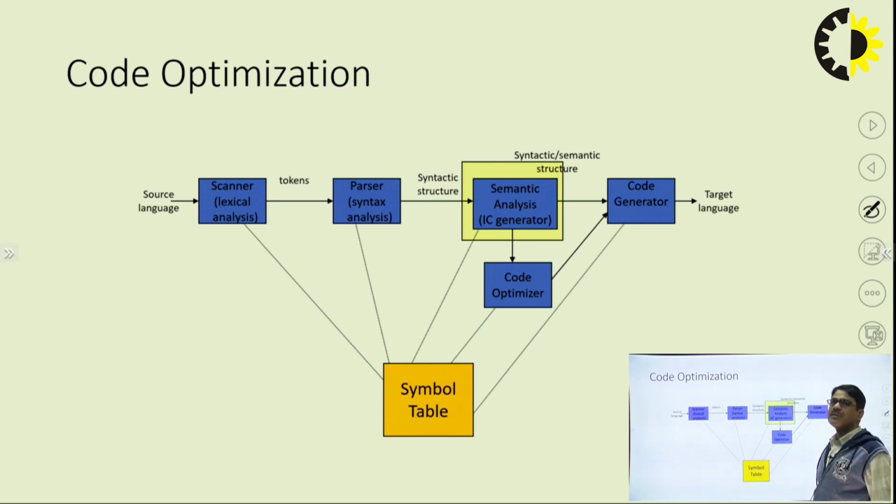After code optimization, the code will be inputted into the code generator, and then some instructions are used to execute the code, and after that we get the target code, and this target code is basically our output.